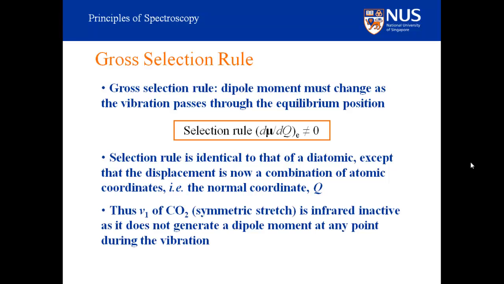Thus nu1 of carbon dioxide, the symmetric stretch, is infrared inactive as it does not generate a dipole moment at any point during the vibration. This explains why there are only 2 vibrational bands in the infrared spectrum of carbon dioxide rather than 4. One is missing because the 2 bending modes are degenerate, and a second is missing because the symmetric stretch is infrared inactive. This is the end of part 1 of this week's online lecture.